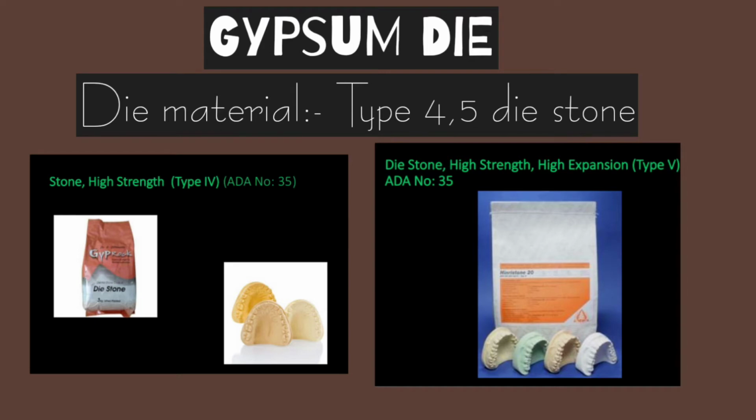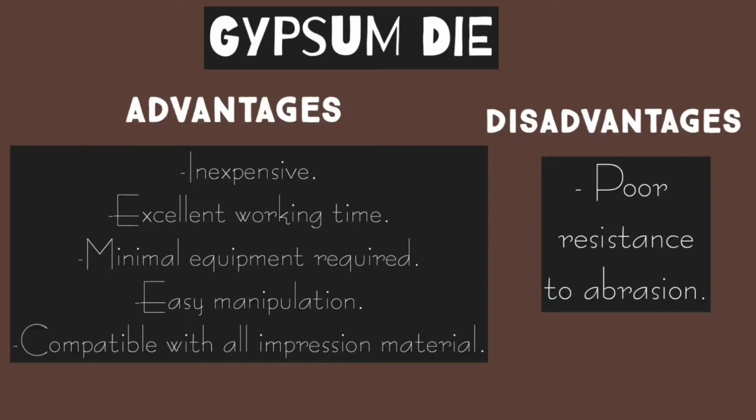First is our gypsum die. Here the die material we are using is gypsum, and we are using type 4 and type 5 die stone for making the die. Now we will discuss the advantages and disadvantages of this gypsum die. What are the advantages? They are inexpensive, they offer excellent working time, they require minimum equipment, they are easy to manipulate, and they are compatible with all impression materials.